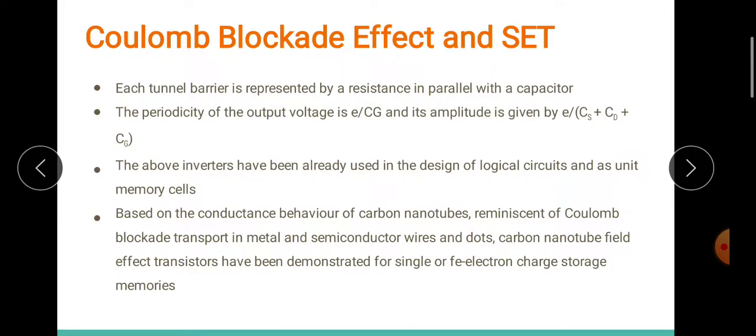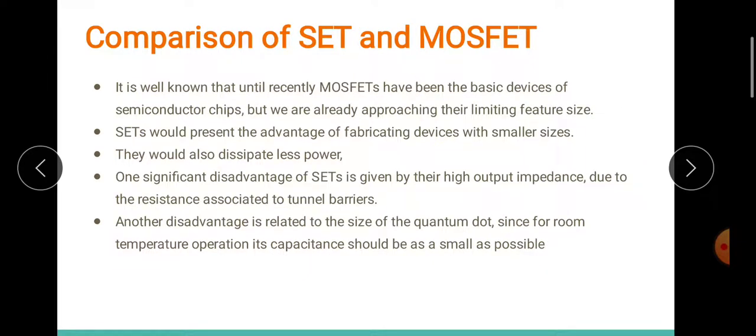So other than these logic circuits, we have various other kinds of devices also, maybe memory cells that we can develop using SETs, just as in the case of MOSFETs. A huge number of applications are there. Right. Let's see what is the difference between a SET and a MOSFET. So SETs are, just as the name suggests, single electron transistors. They help in fabricating devices of smaller and smaller sizes, and their power dissipation is again very small.